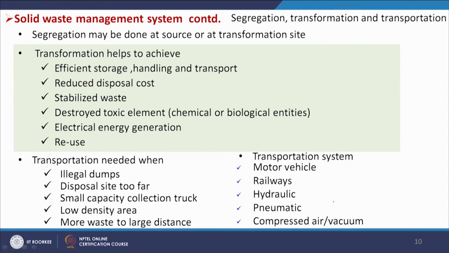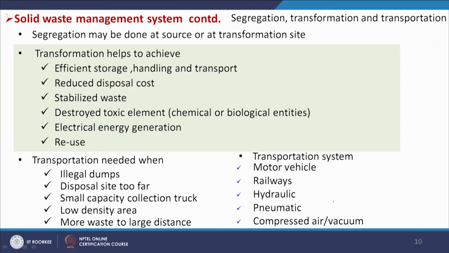So, these are different types of systems used for the collection of municipal solid waste in different parts of the country and in the world. Now, we will see the segregation, transformation and transportation. Segregation may be done at source or at transportation site.